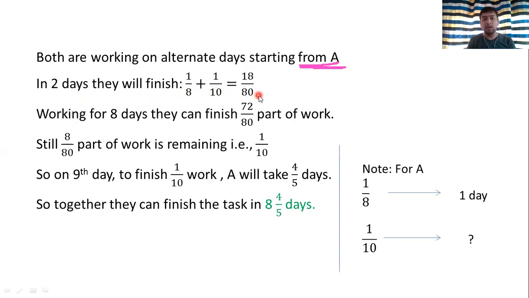Now on the third day, who will work? A. On the fourth day, who will work? B. So can we calculate 4 day work? See, in 2 days how much work is being done? 18 by 80. So in 4 days how much work will be done? 36 by 80. In 6 days how much will be completed? 18 into 3, so 54 by 80. So in 8 days how much work will be done? 72 by 80. So if they work for 8 days, they can finish 72 by 80 part of the work. See, when will we say that A and B, while working on alternate days, have finished the task?